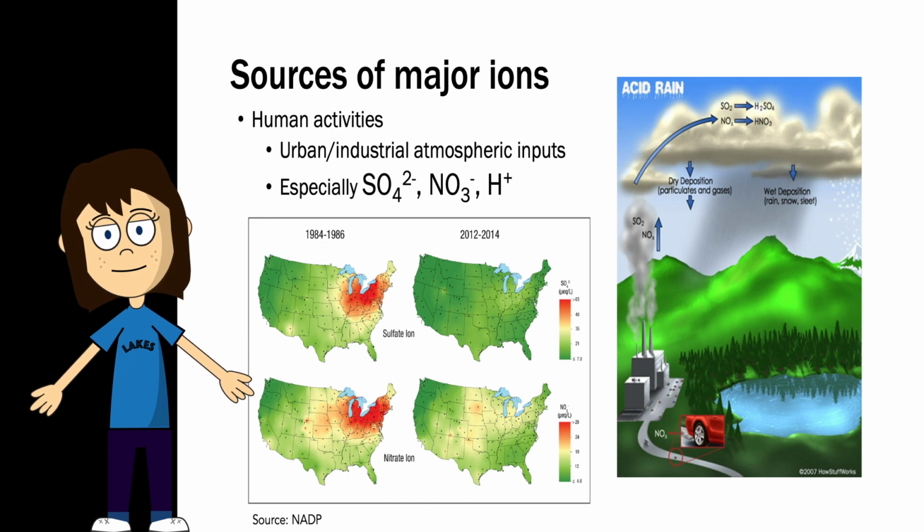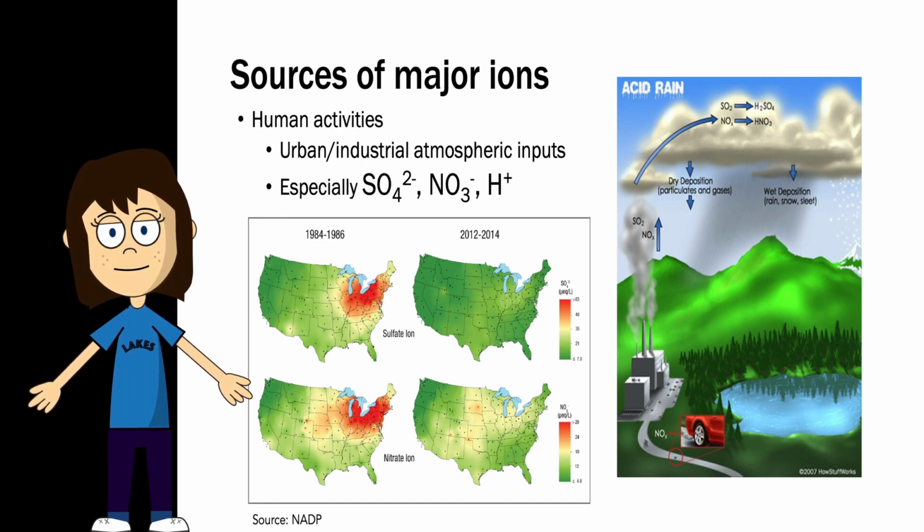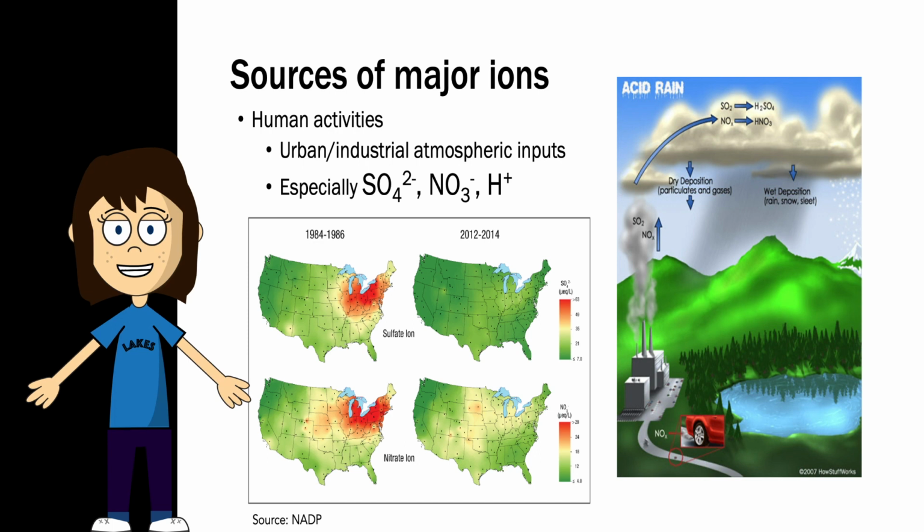A famous example is the emission of sulfur dioxides and nitric oxides from industrial smokestacks. And once in the atmosphere, sulfur dioxide is oxidized and then converted to sulfuric acid in the presence of water. And nitrogen dioxide is also oxidized to form nitric acid. Acids are then removed from the atmosphere by either wet or dry deposition.